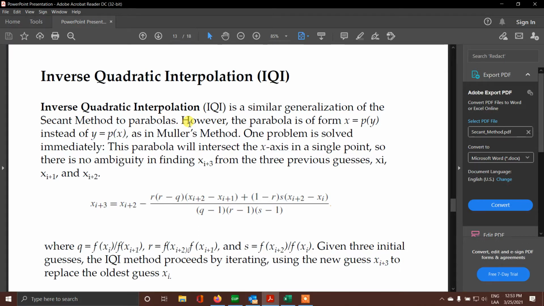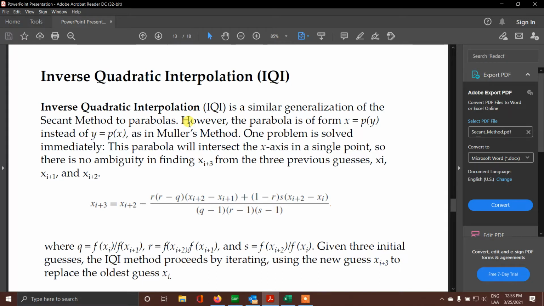One problem in this case is solved immediately. The parabola that we are proposing will intersect the x-axis in a single point. So there is no ambiguity in finding the next point, because we are given, of course, 3 initial conditions, but as long as we intersect the axis in one single point, we can obtain the next point from the previous guesses, x_i, x_(i+1) and x_(i+2).